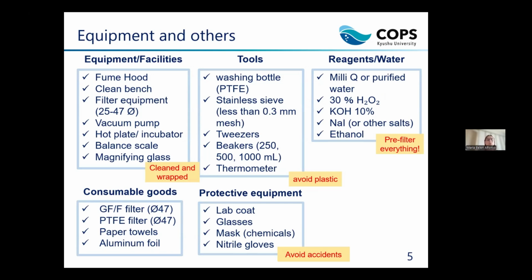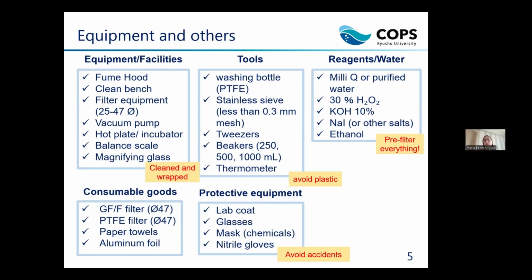This includes a fume hood and a clean bench. A clean bench is highly recommended, but sometimes in your lab you will not have one. In that case, you can use a fume hood to reduce the particle exposure of your samples, but always use it turned off, because the air circulation of a fume hood is different from a clean bench. It comes from outside to the inside. That means if you turn it on, you will bring a lot of particles and fibers to your sample. So it's better to use a clean bench if possible.